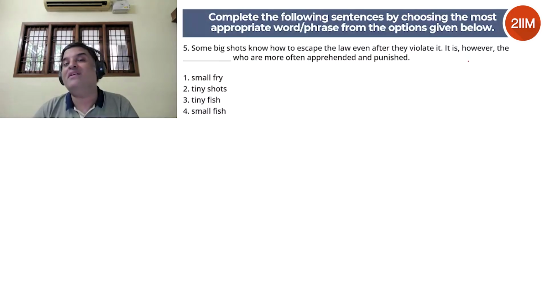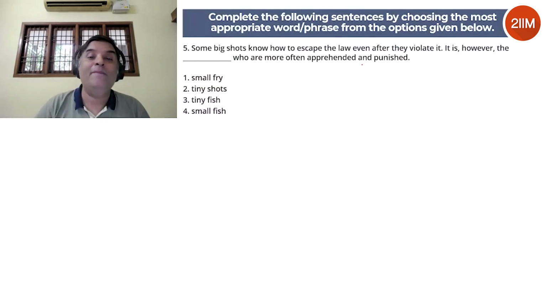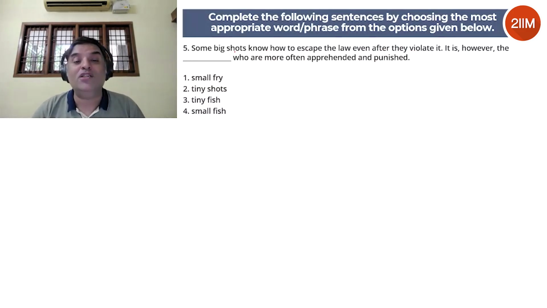It is, however is a transition word, so the author will go on an opposite track. It is, however, the dash who are more often apprehended and punished. Now, see, it is saying big shots, then it has, however. So big shots, it says, can escape the law. But the small people are the ones who are often apprehended and punished because you have, however. So from the context, you can understand the author will go on a contrasting point.